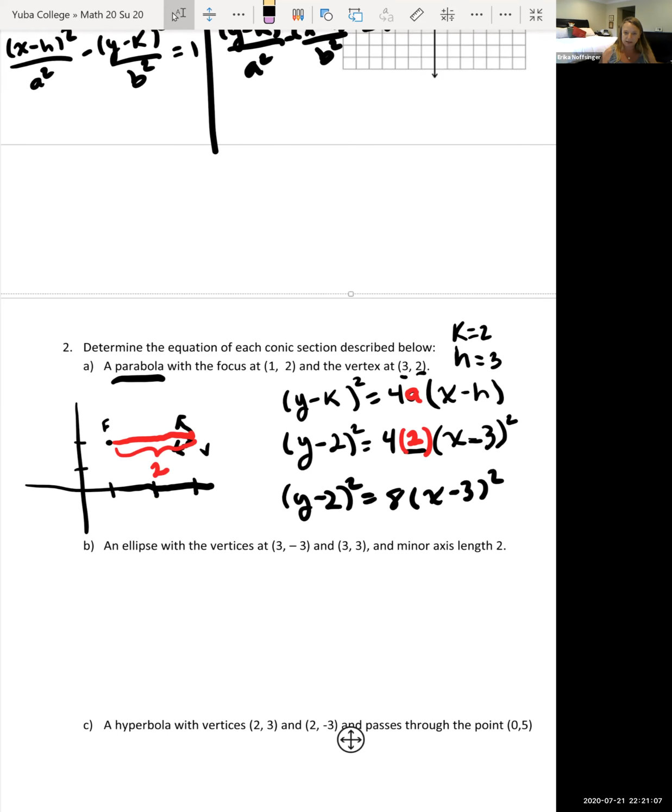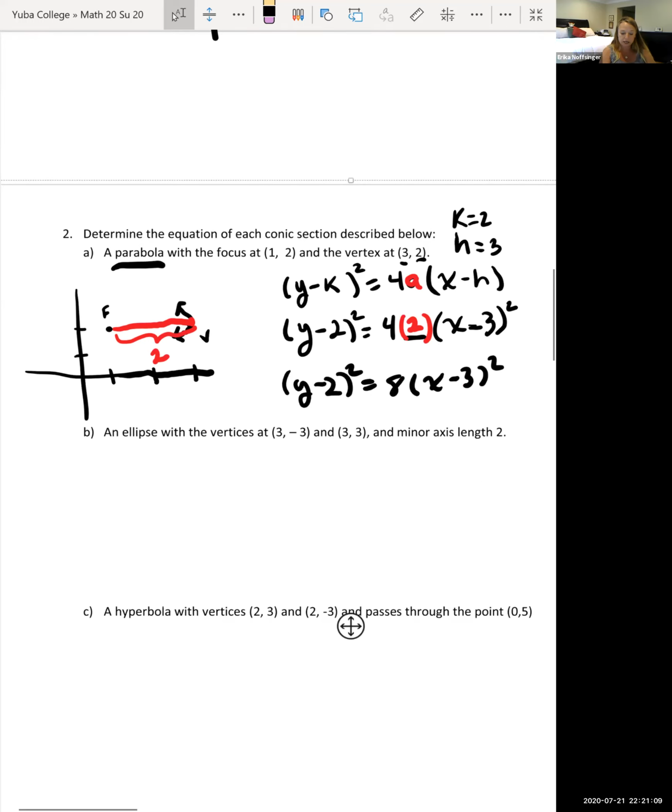Okay, so same thing. You're given a conic section, you're given information, you want to find the equation. So again, you're going to graph what you're given, and that's going to help you figure out which generic form of that equation you're going to use. So we're given that it's an ellipse, and we have vertices at (3, -3) and (3, 3), and the minor axis length is 2.